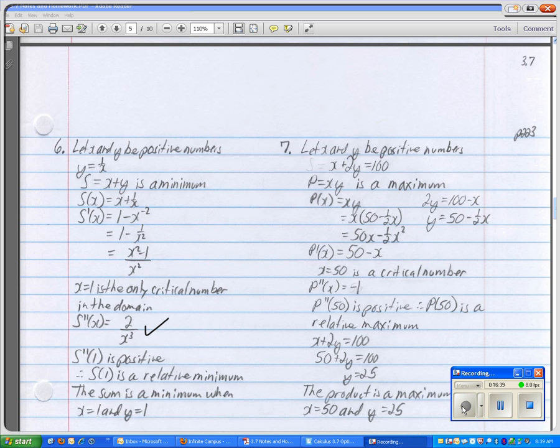Now, x equals 1 is our only critical number. So s double prime of 1, well, it's 2 over 1 cubed. It's 2. It's positive. Where did 1 come from? It's a critical number where the first derivative equals 0. So whenever the second derivative is positive at a critical number where the first derivative equals 0, that is a relative minimum. So the sum is a minimum when x equals 1. And then go back up here. There's what y equals. Well, if x equals 1, what does y equal? 1.